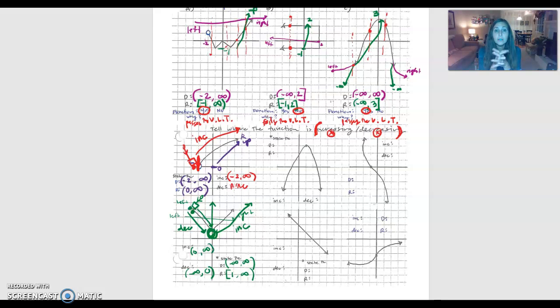All right, that's a quick little overview of domain, range, function, vertical line test, yes or no, and increasing and decreasing. This is from 3.1 picture page.